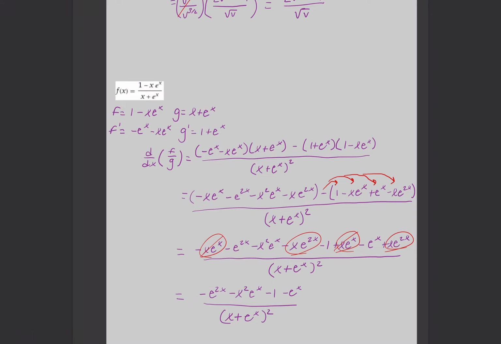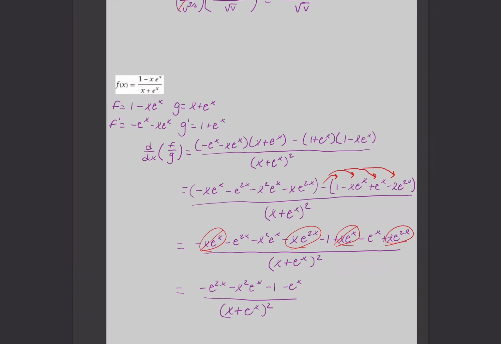So that's pretty much the most simplified you can get it. You can pull out a negative on the top and rearrange it a little bit, but that's looking like the best you're going to get. All right.